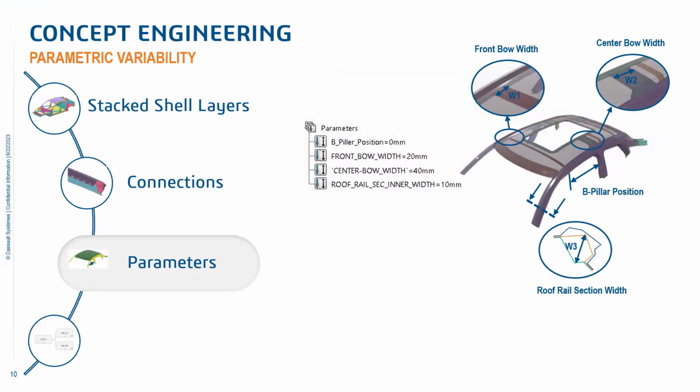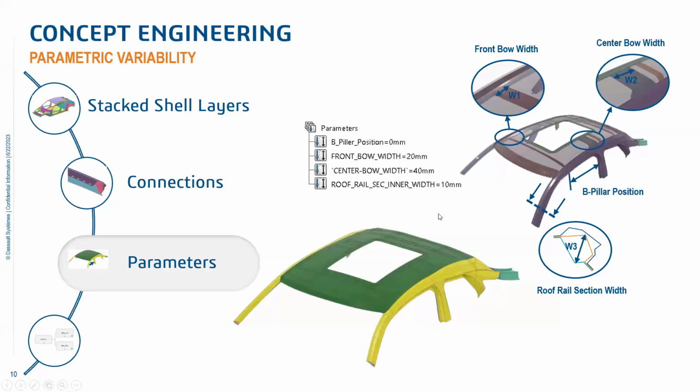The next step is, of course, what about parametric variability? Because this is one of our key pillars of efficient concept design. Luckily, 3D Experience relies on CATIA. CATIA, as you might know, has a very powerful parametric engine. I think it's still the best in the market. Essentially what you can do is set up those parameters. You can say, okay, let's change, for example, the B-pillar position. Let's change the widths of certain geometries, like those cross members, right? Let's change cross sections here.